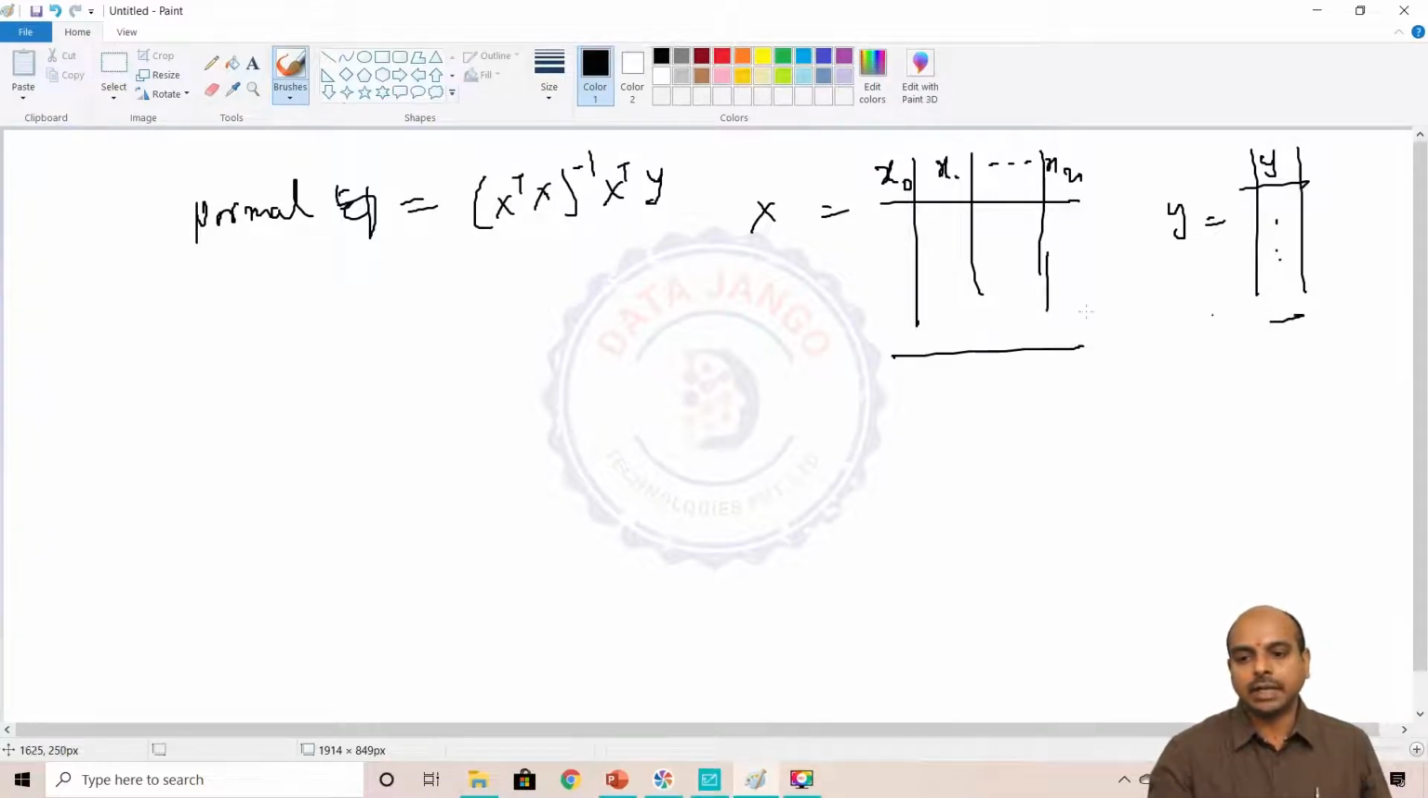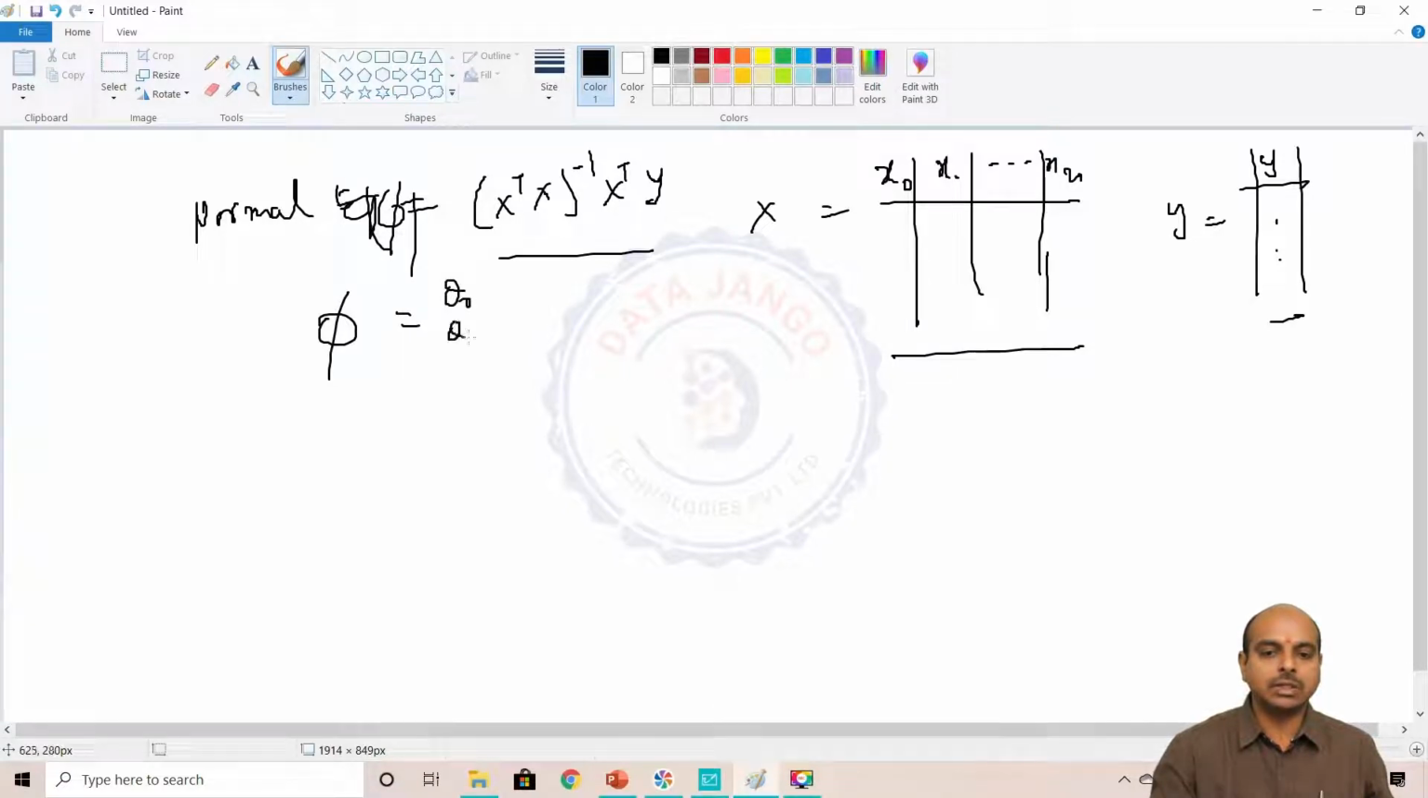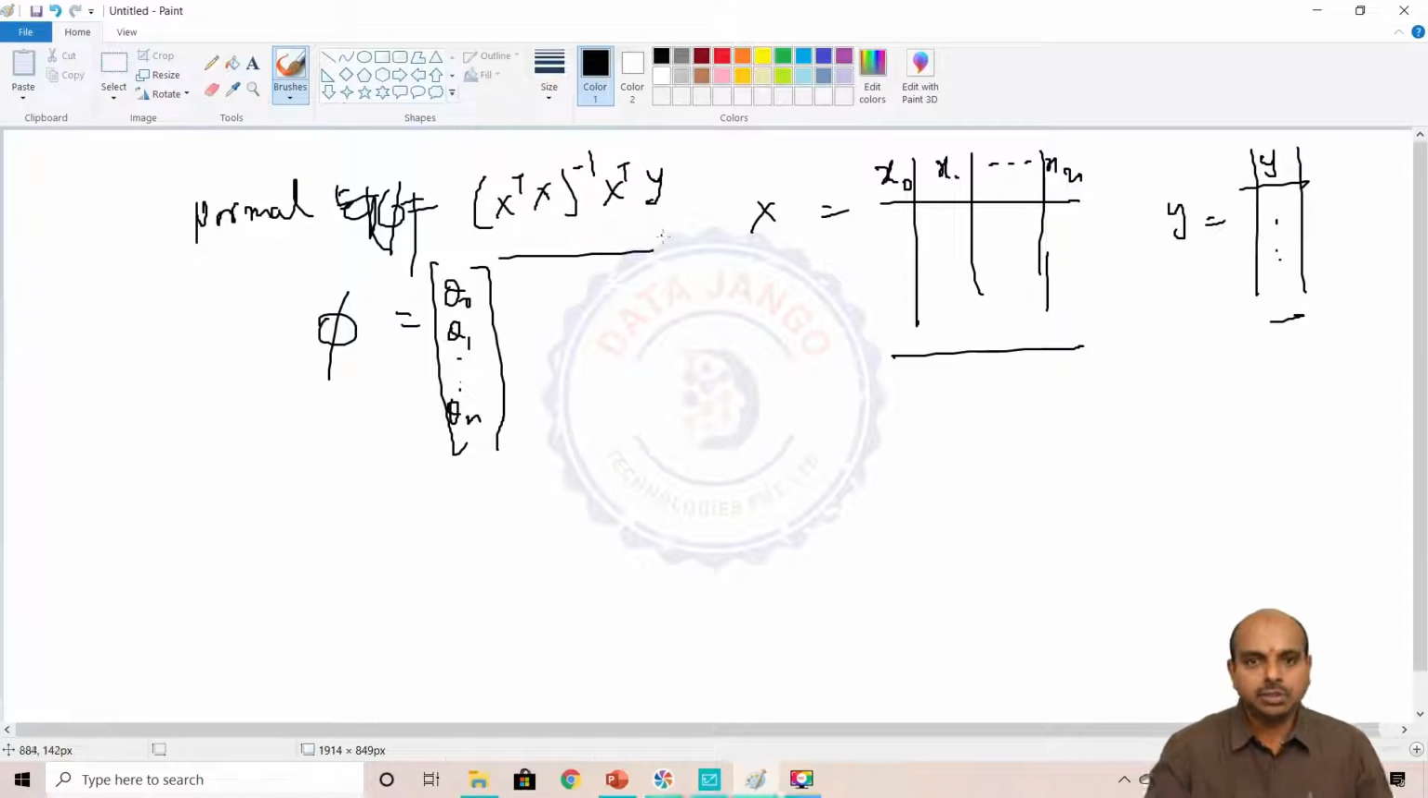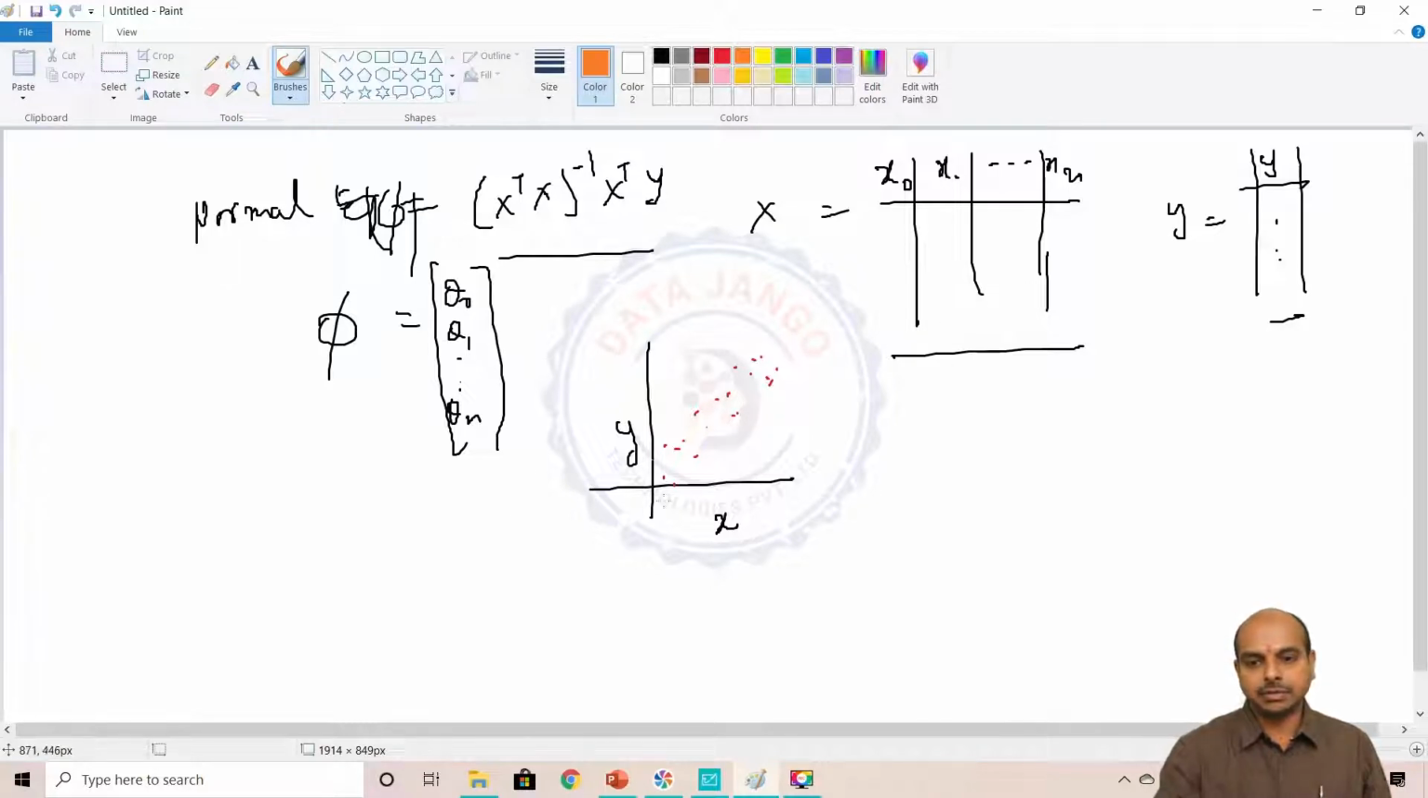If you pass this whole data into this equation, in a single shot you will get all the thetas: theta 0, theta 1 and so on, theta n. Suppose that you have only one input variable and one output variable, and your data is spread like this. You will get your ultimate theta in a single shot. If you substitute your data into the equation, you will get this line.